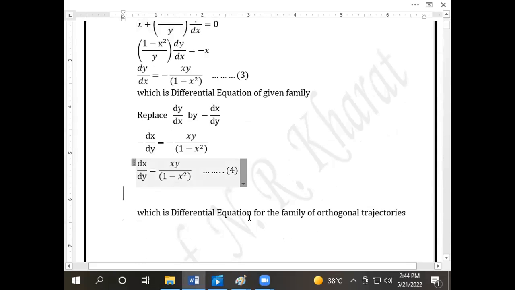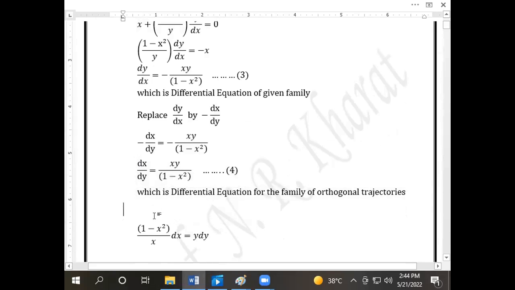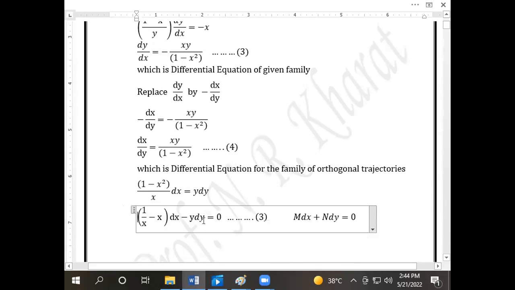Then this is the differential equation of the family of the orthogonal trajectory. We got the differential equation, and this differential equation is the equation of your orthogonal trajectory. Then we have to find its solution. For that, we have to convert the differential equation into M dx plus N dy form, or into variable separable form.